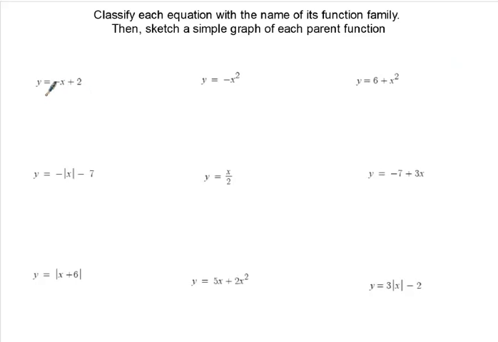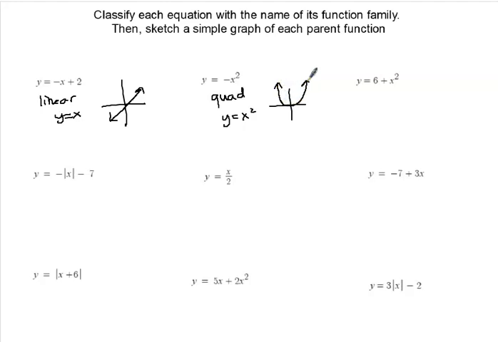Number 1, we should have a linear function, which would be y is equal to x, and the graph would be a slope of 1 through the origin. Second would be quadratic, y equals x squared, with a parabola centered at the origin. We have another quadratic for our third one. Parent function is y is x squared. Another parabola with vertex at the origin.